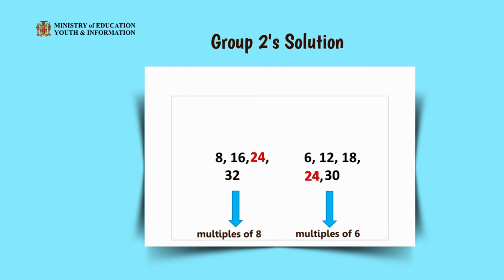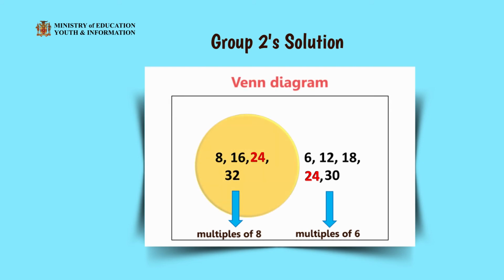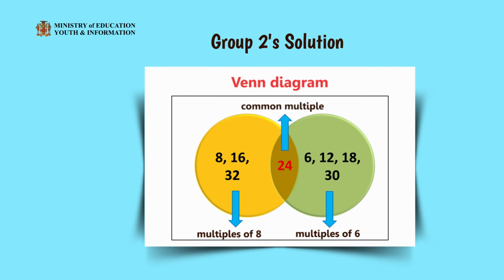They drew a Venn diagram with 2 circles overlapping. They placed the multiples of 8 and 6 in their respective circles, but put the common multiple 24 in the overlapped portion to show the intersection. The 24 in the intersection means that it is a multiple of both 8 and 6.